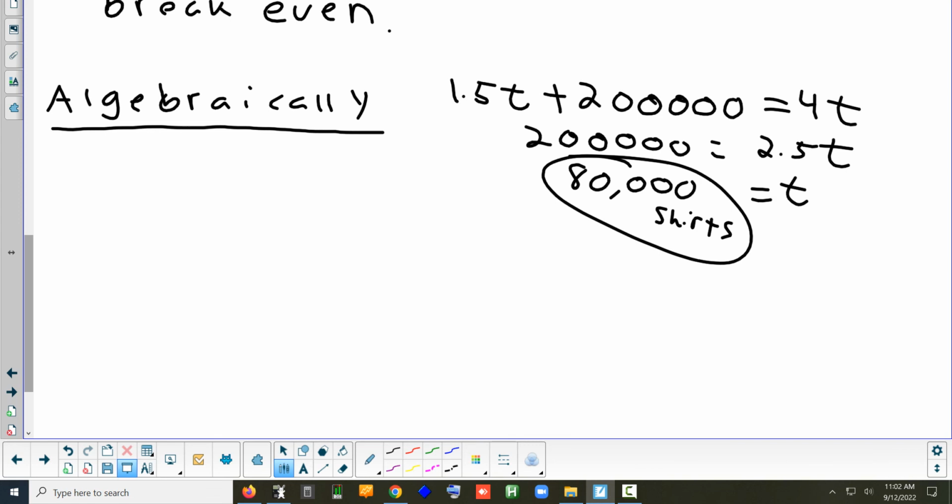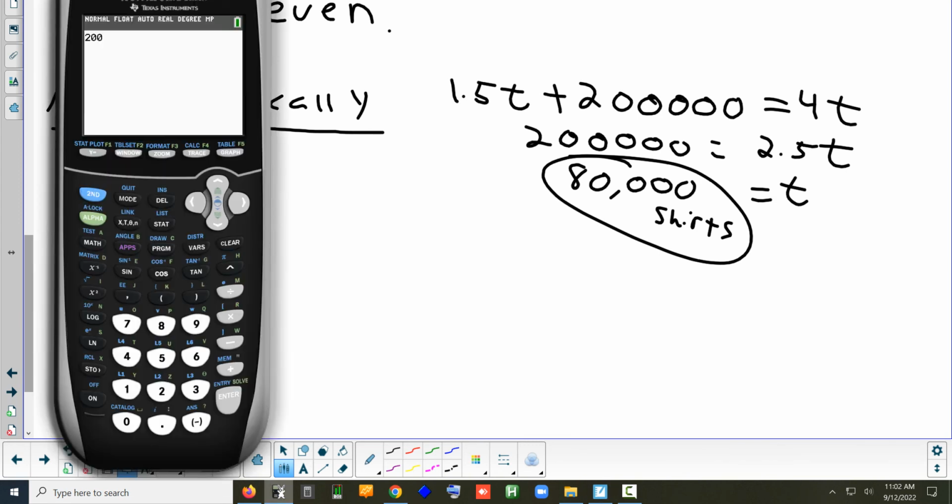So now let's do it a different way. We'll do it graphically. The first step to do it graphically would be to type your equations in y1 and y2 and set your window. Once I do that, I got my graph. Does anybody remember what we pressed to find where they cross? Nate? Second calc and then 5 for intersect.